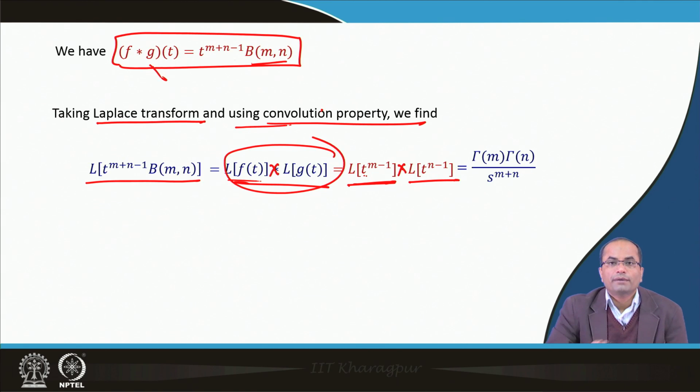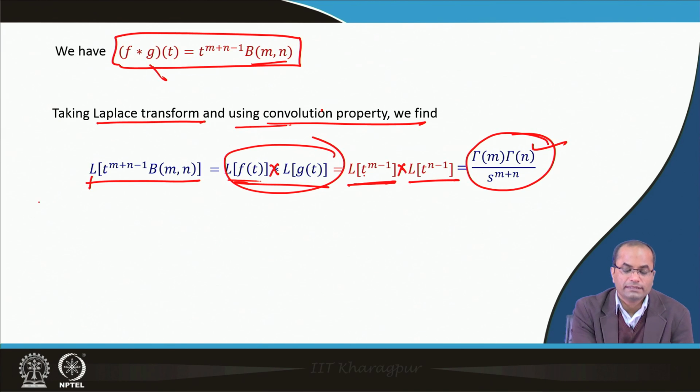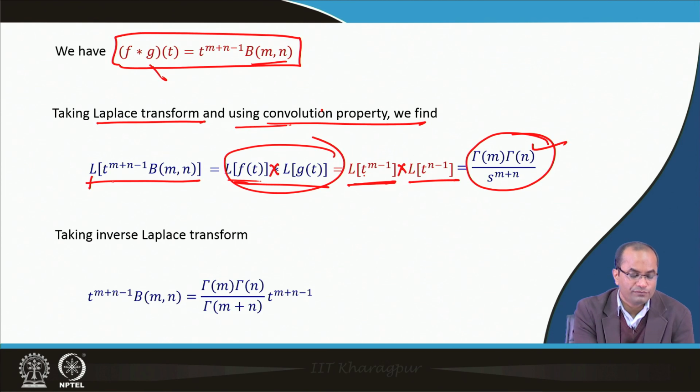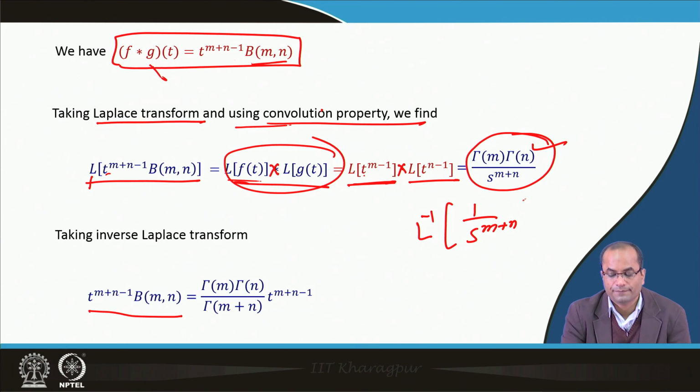So, the Laplace of t power m minus 1 we know already: it is gamma m over s power m, and for t power n minus 1 also we know it is gamma n over s power n. That means we have here gamma m gamma n over s power m plus n. Now, if we take the inverse Laplace transform, what will happen? We will have on the left t power m plus n minus 1 and this beta function B(m, n), and on the right hand side we have gamma m gamma n times the inverse Laplace of 1 over s power m plus n, which is t power m plus n minus 1 over gamma m plus n.